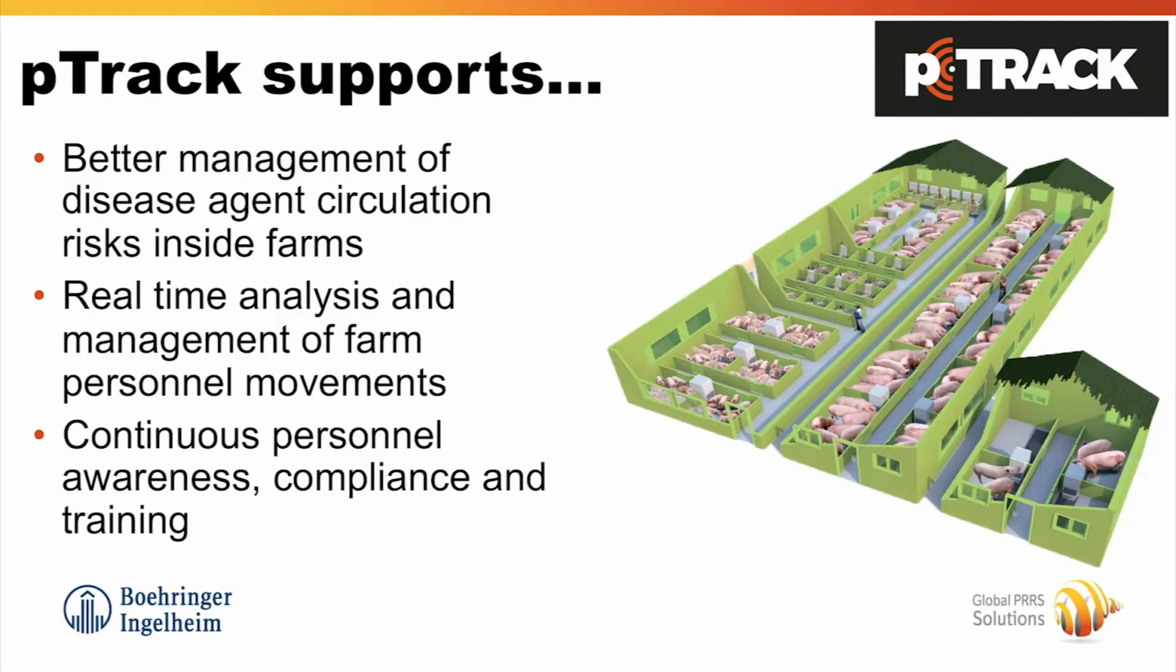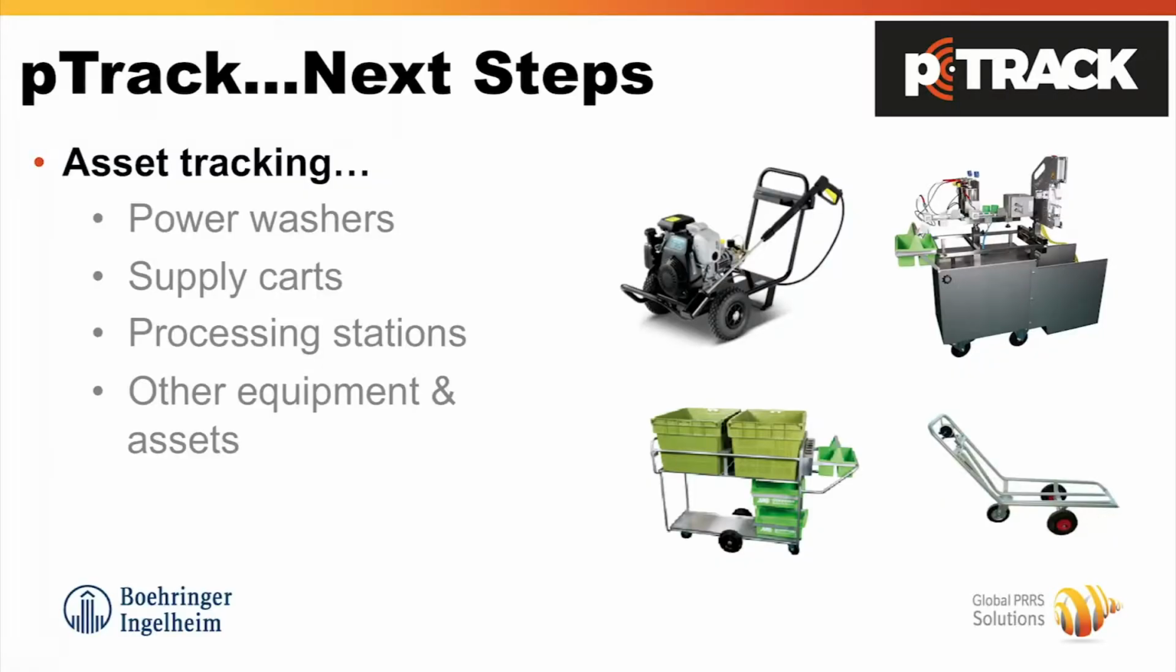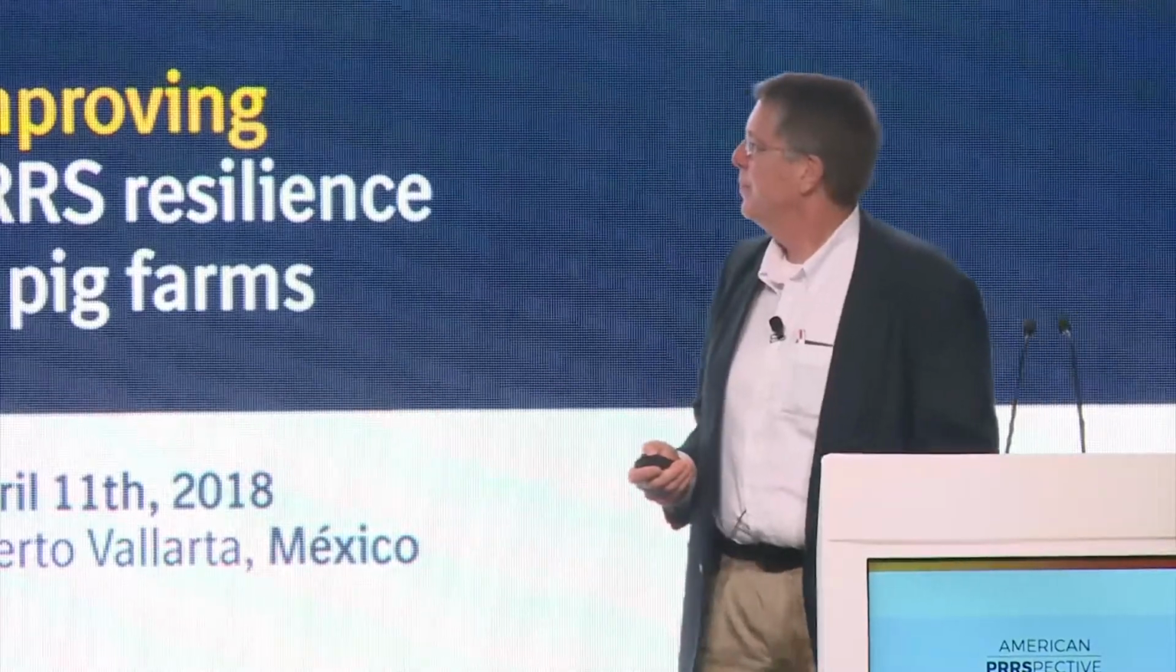PTRAC is designed to support better management of disease agent circulation within farms, also real-time analysis and management of farm personnel movements. So it's not necessarily just a risk management tool, but an operational management tool. It's also designed to enable an awareness of personnel: am I in the right place? Am I making the right move? Just a second check on if they're doing things that increase or reduce circulation risk within a farm. Some of the next steps for PTRAC represent looking at tracking other assets, such as power washers, mortality carts, workstations that you would use in farrowing, supply carts, and that sort of thing.